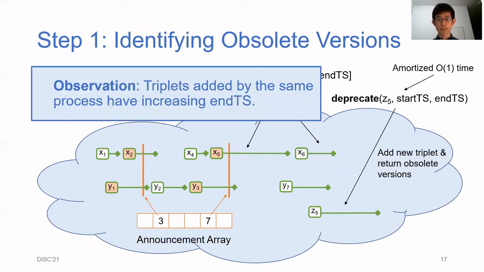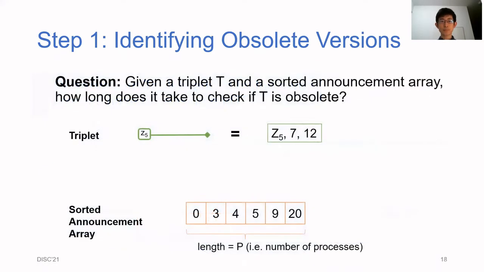We can make the observation that newly added triplets always have higher end timestamp than older triplets added by the same process. And this allows us to store the triplets sorted by end timestamp, and we'll see why this helps in future slides. Consider the following key problem. Given a triplet in a sorted announcement array, how long does it take to check if the triplet is obsolete?